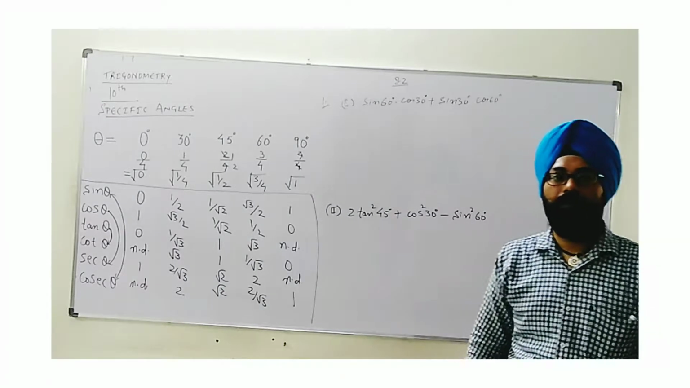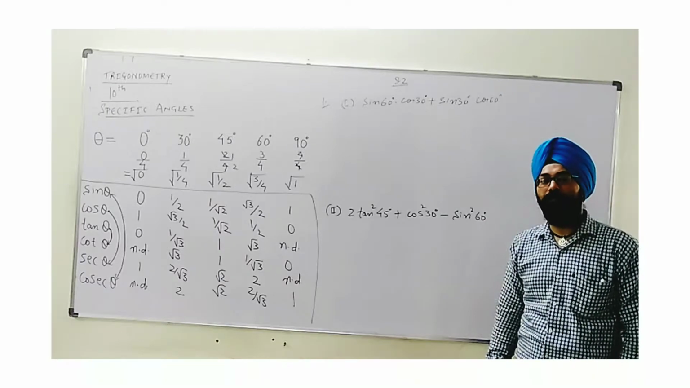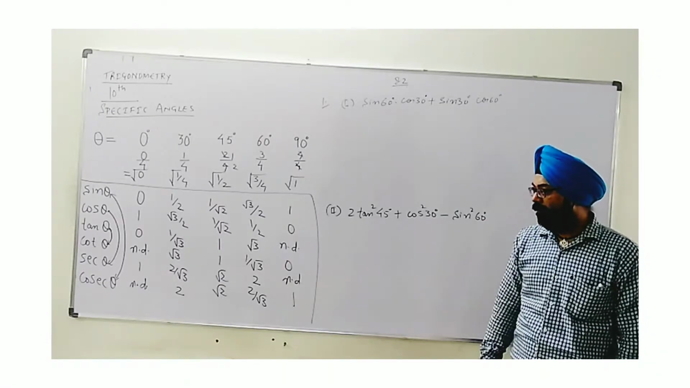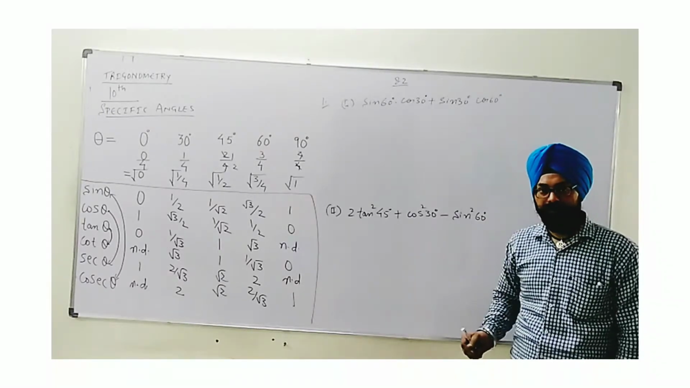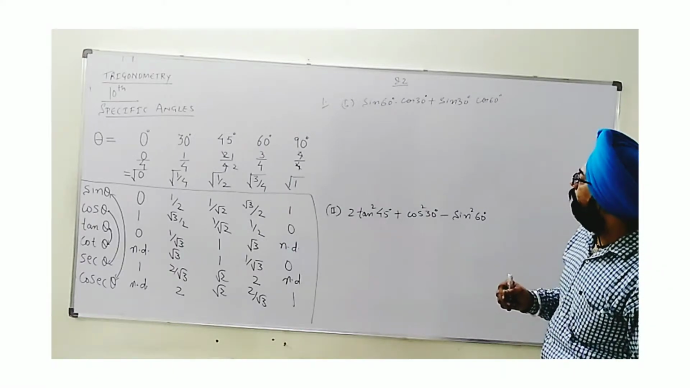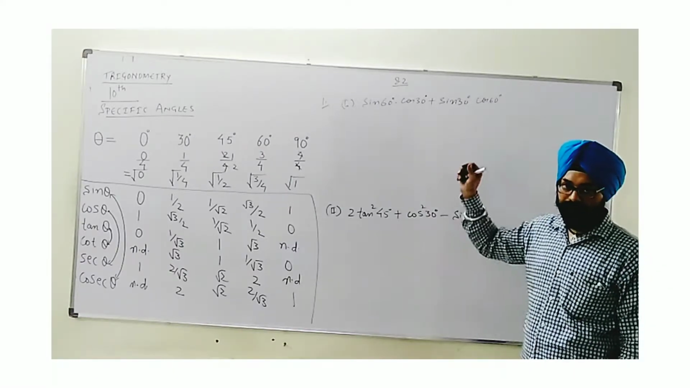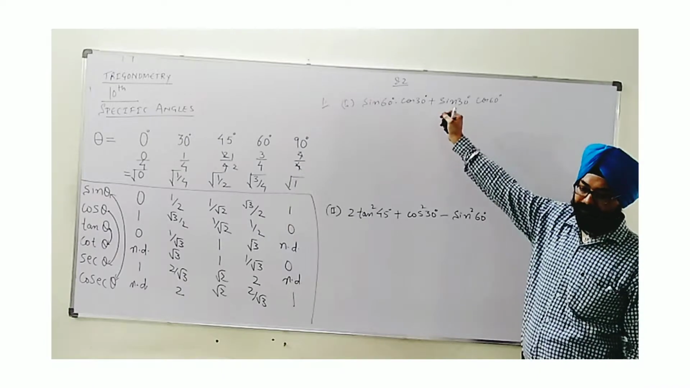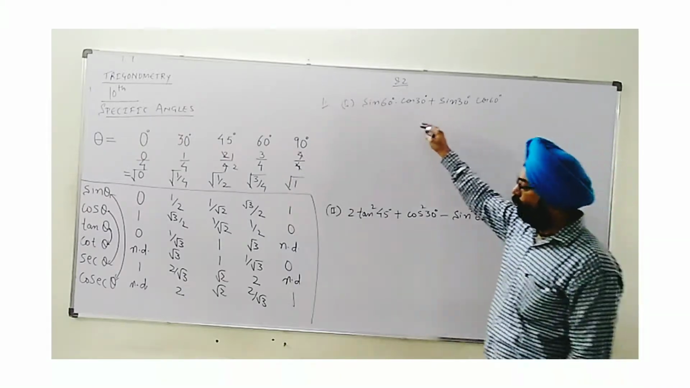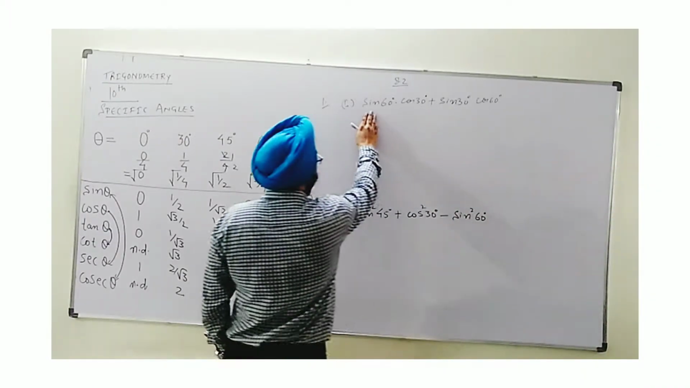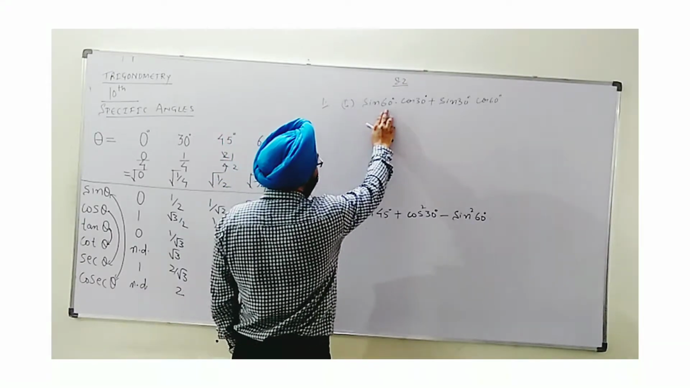Hello everyone. In this module, we are going to see equations based on the specific angles taken with trigonometric ratios. I have selected the equations from exercise 8.2 of NCERT. The first equation says to evaluate this whole sine 60 degree.